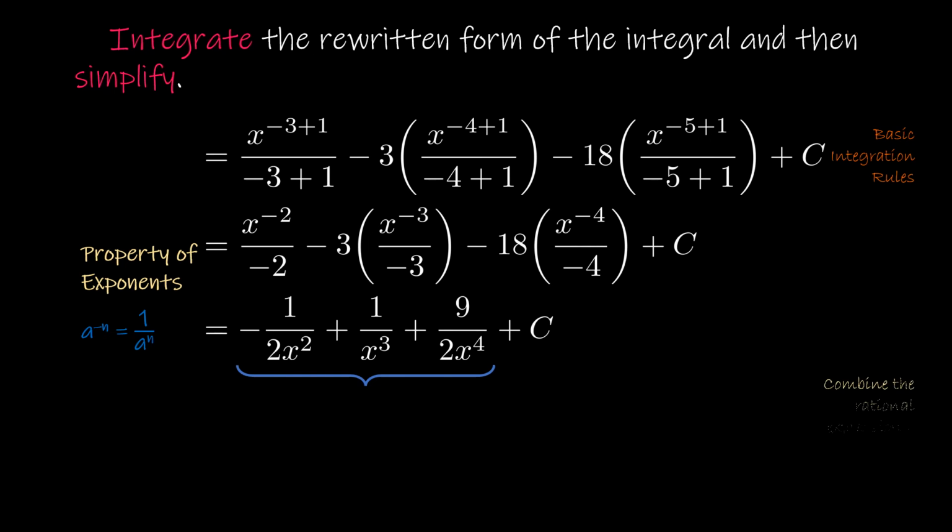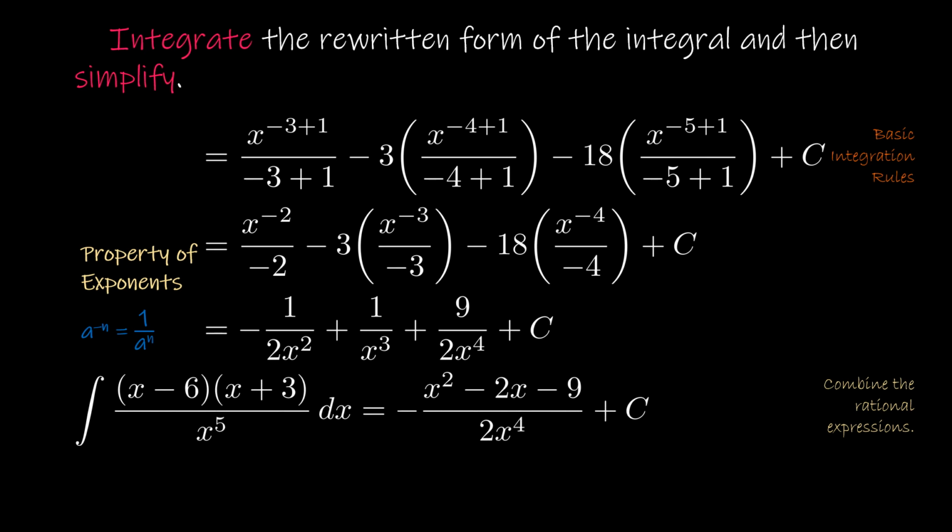Combine the rational expressions. Check if the combined form returns to the original sum or difference by dividing each term of the numerator by the denominator. Therefore, the integral of the product of quantity x minus 6 and quantity x plus 3 all over x raised to 5 dx is equal to the negative of quantity x squared minus 2x minus 9 all over 2x raised to 4 plus c.